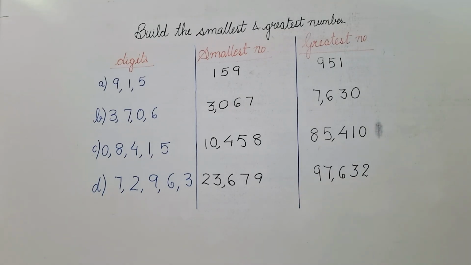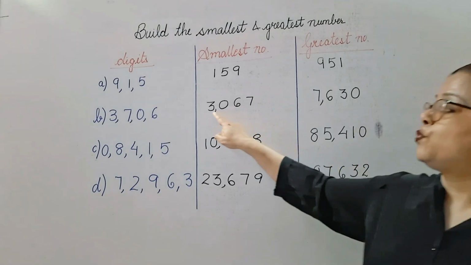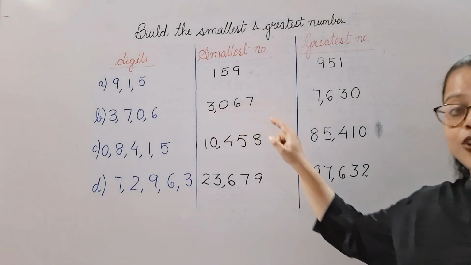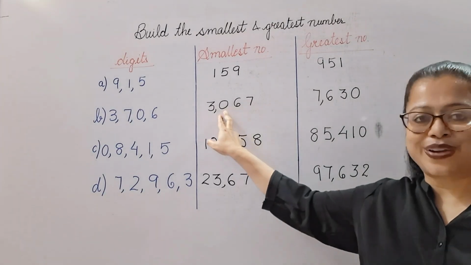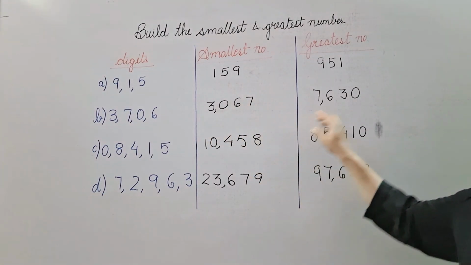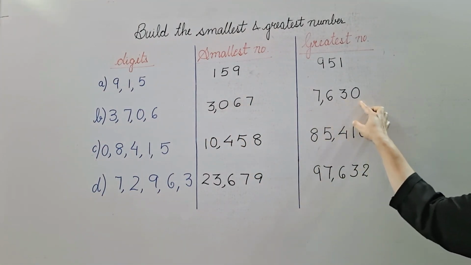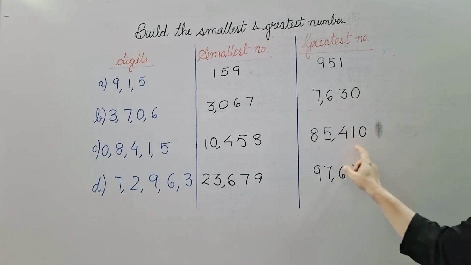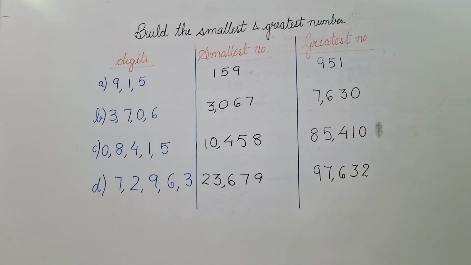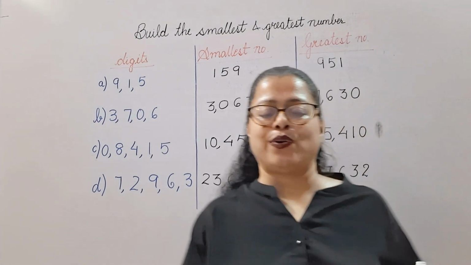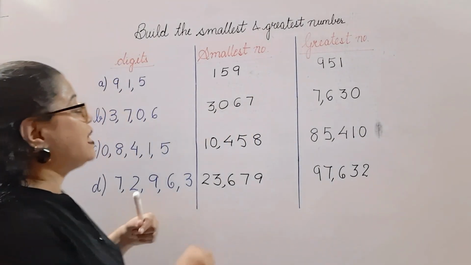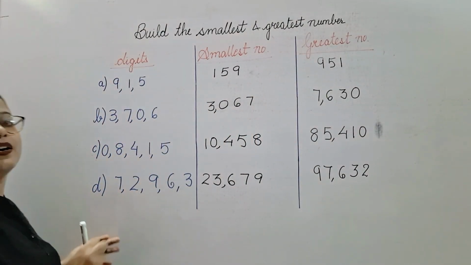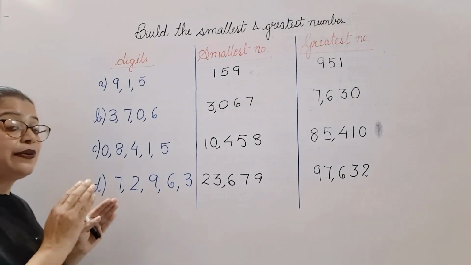But when there is zero, so it is 3,067. So you cannot do this. You are not going to write 7,603. It will become small. You have to write 7,630. Yes, and in the same way I already explained here, if you are to arrange the numbers according to the increasing order or the decreasing order, see how you are forming a number when there is 0.